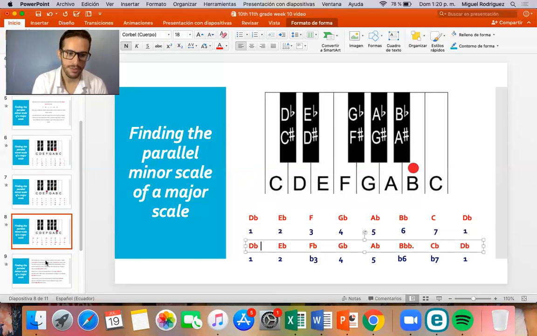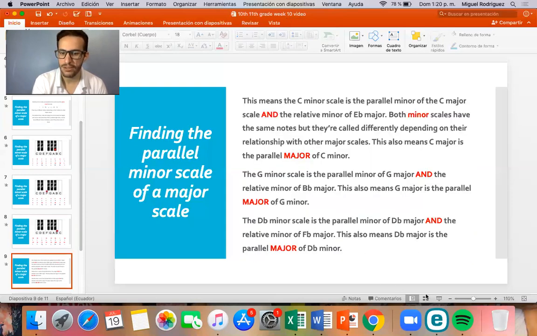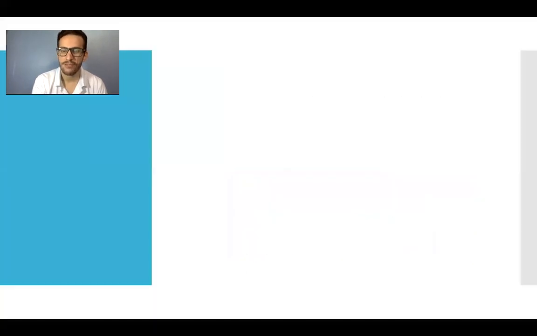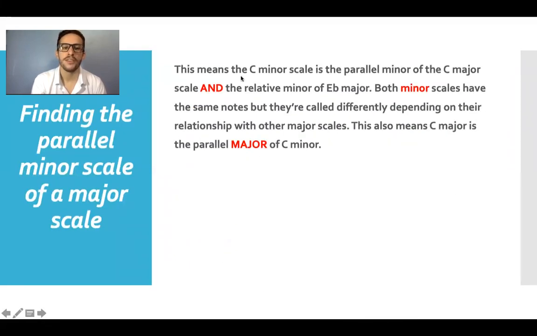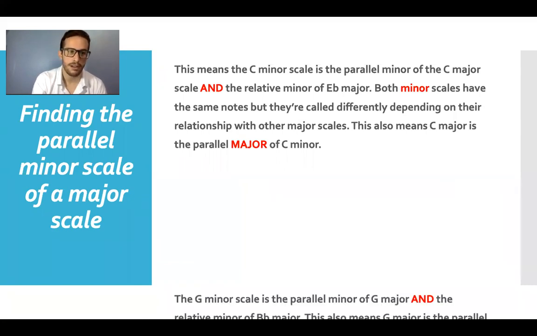Okay? Moving on. Let me go back to the presentation form. So, to recapitulate, this means the C minor scale is the parallel minor of the C major scale and the relative minor of E flat major. Both minor scales have the same notes, but they're called differently depending on their relationship with other major scales. That's what I did before. This also means C major is the parallel major of C minor.